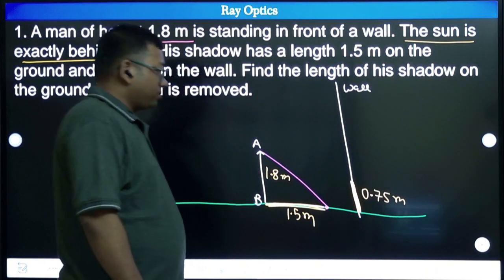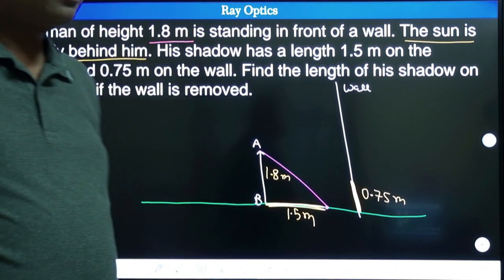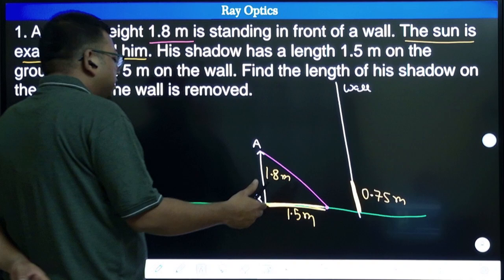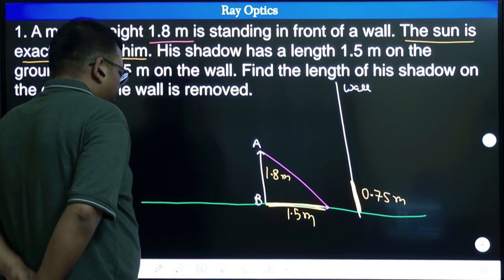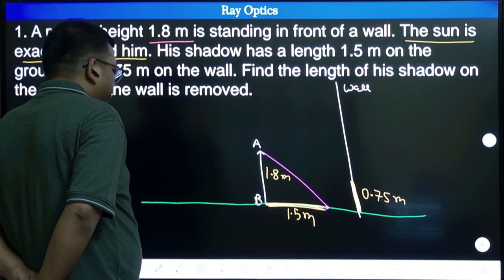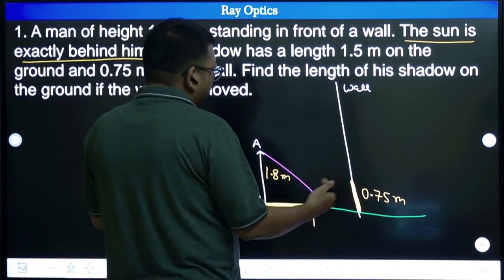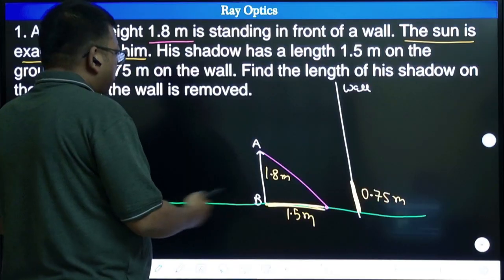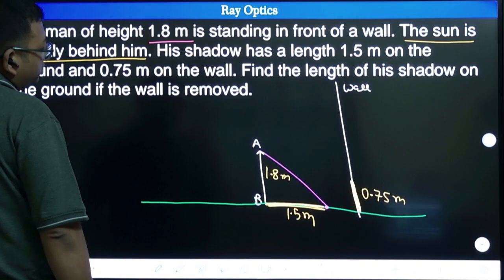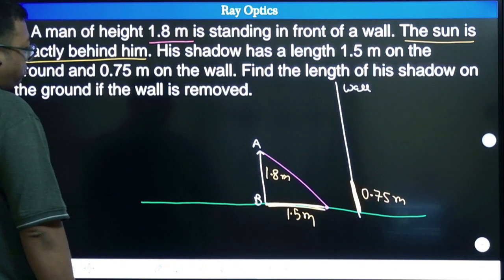So, this is shadow on ground, that is shadow on wall. That's what they have given. They have not given much information about it. They have also not given how much distance the wall is from the ground, or how much distance the man is standing. That they have not given. Okay.